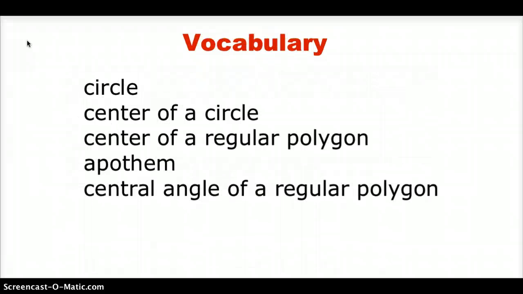Some vocabulary that we'll want to be familiar with today will be a circle, so we'll get a good definition of that. We'll talk about how we use a circle in our language of geometry. We'll talk about the center of a circle and the center of a regular polygon. We'll talk about this new thing that we may not have heard of before called an apothem. And then we will discuss the central angles of regular polygons. In the next video, we'll go ahead and get started.